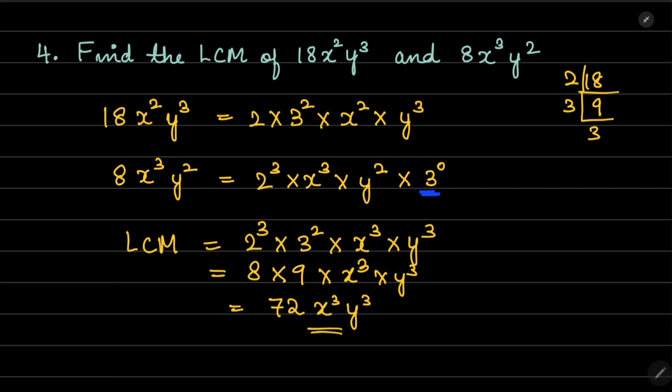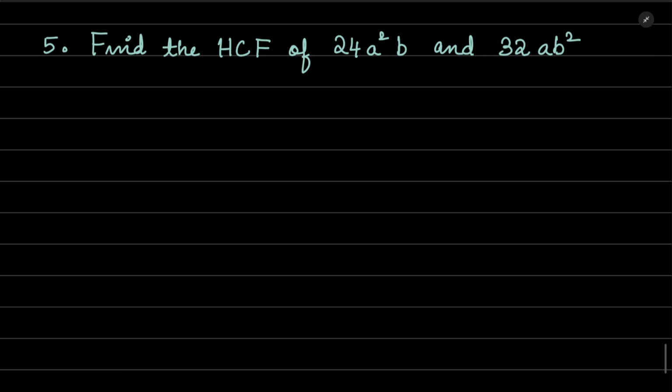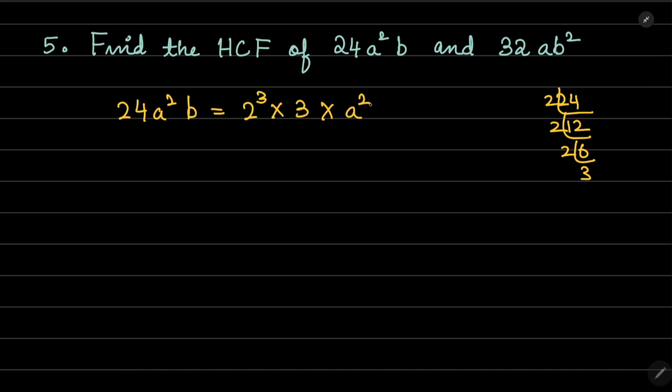Okay. Let us move on to the next question. Find the HCF of 24a square b and 32ab square. So 24a square b can be written as 24. Do the prime factorization. So 2, 6, again 2, 3. So it is 2 cube multiplied by 3 multiplied by a square multiplied by b. For 32ab square, it is 2 to the power 5 multiplied by a multiplied by b square. I'm going to make the prime factors in both the numbers equal. So I'll put 3 to the power 0.